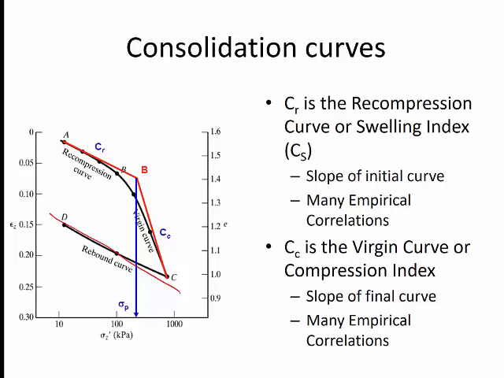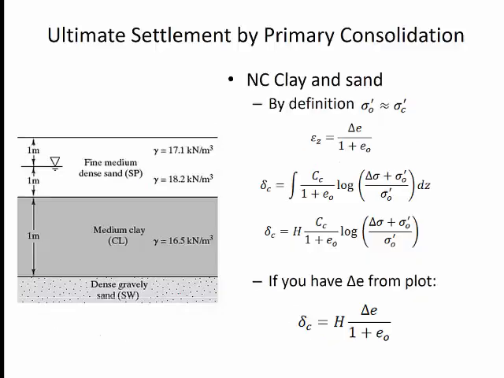If we understand that piece of information from the e log p plot, we can then start to predict what the ultimate settlement will be for soil utilizing primary consolidation. For instance, in this case, we have a one meter depth of medium clay between a fine dense sand and a dense gravelly sand. That clay layer is under the groundwater table, which means it's assumed to be saturated.